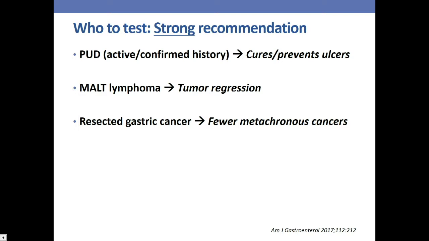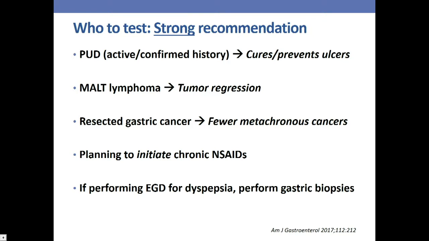Patients who have had a gastric cancer diagnosis, who've been resected, you should treat. And why? Because it leads to fewer metachronous cancers of the stomach in the future. Patients in whom you're planning to initiate chronic NSAIDs, test before initiating. And then lastly, if you're performing an EGD for dyspepsia, the American guidelines say to perform gastric biopsies. If you're in there, you might as well take a few biopsies to rule out that as a possibility.